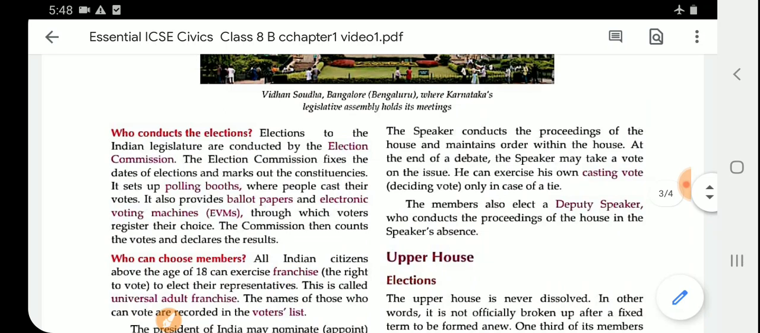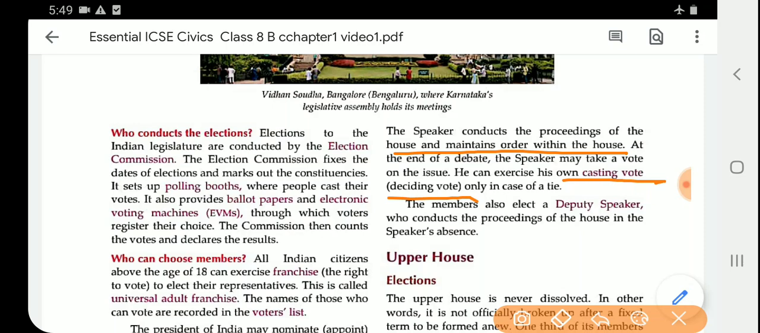We shall read. The speaker conducts the proceedings of the house and maintains order within the house. The speaker's main work is conducting the proceedings of the house and maintaining order within the house. At the end of the debate, the speaker may take a vote on an issue. He can exercise his own casting vote. Casting vote means a deciding vote only in case of a tie.